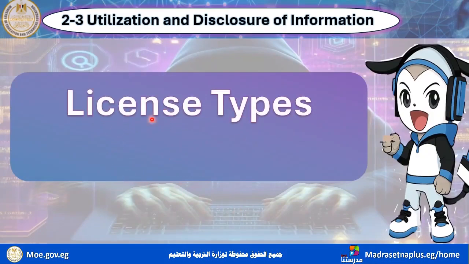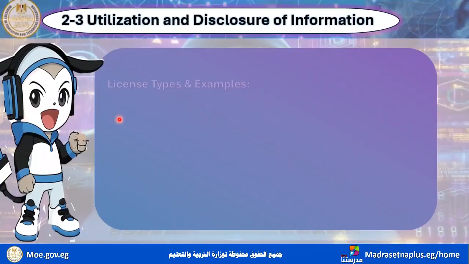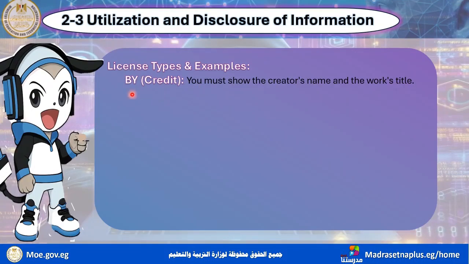Now we have license types. How can we use their work through license? There are types of license. So, license types and examples. First, BY, credit. You must show the creator's name and the work title, to show credit. Credit means العرفان بالجميل. And this is the symbol for it: a circle with a person inside it. So you must give credit to the creator.